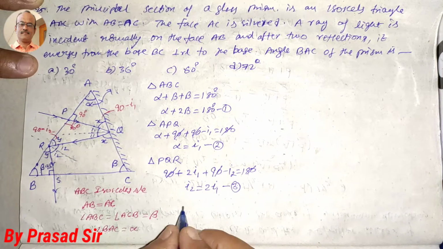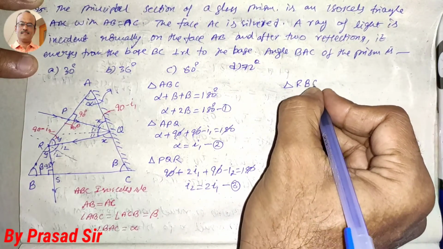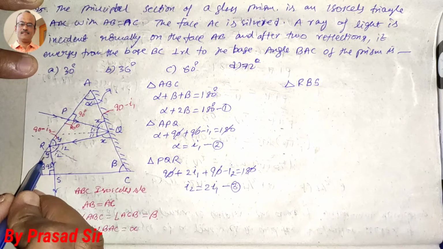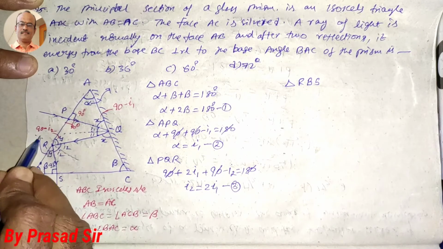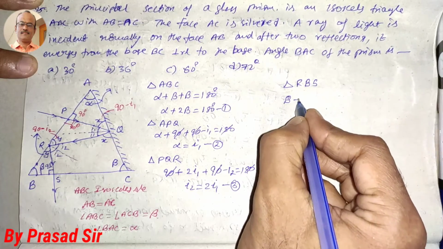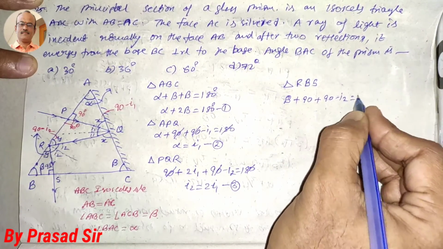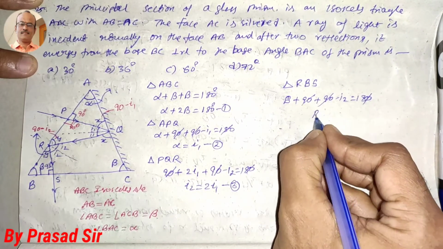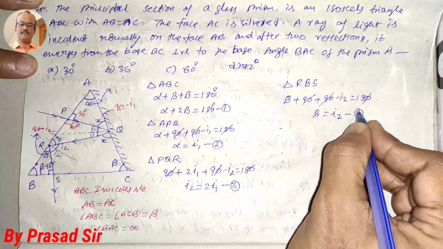Then afterwards another triangle, RBS. In the RBS triangle, this is beta, this is 90, and this is Y. Y means what is that here? 90 minus I2. Both angles are equal. So that means what happens here? Beta plus 90 plus 90 minus I2 is equal to 180. 90, 90, 180 cancel. So beta is equal to I2. This is the fourth notation.